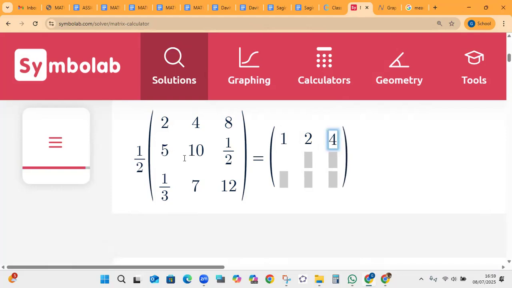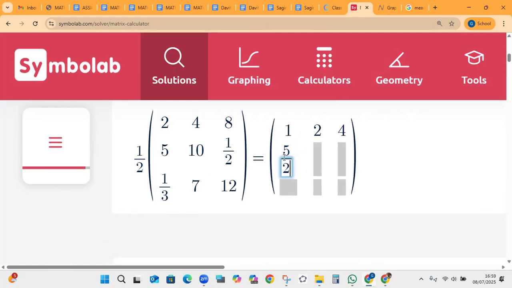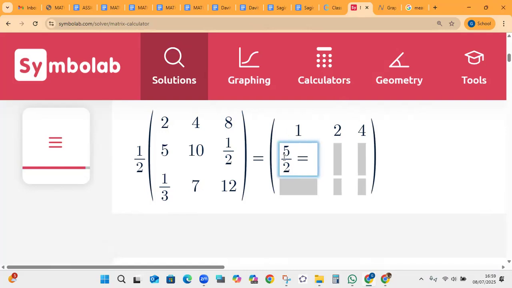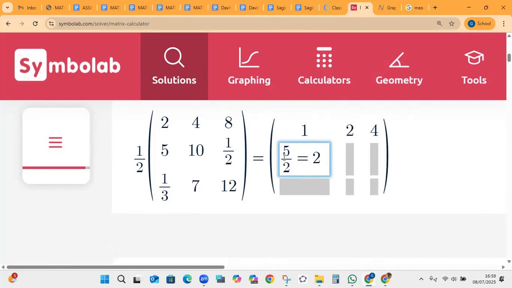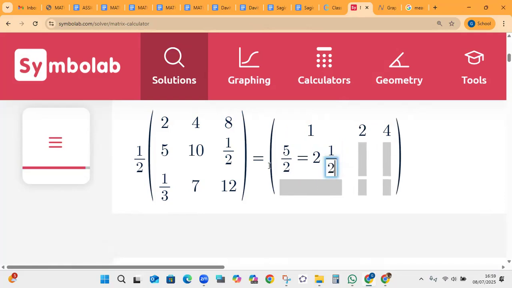Half of 5 is actually 2.5, or 5 over 2. 5 divided by 2 is 5 over 2, and you can write 5 over 2 as 2.5. Half of 10 is 5.